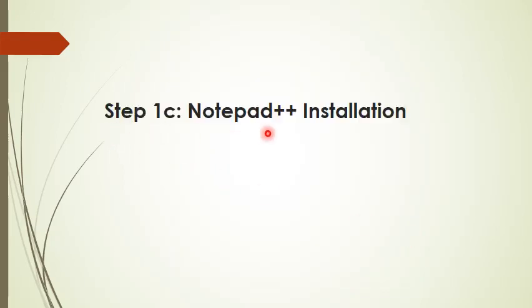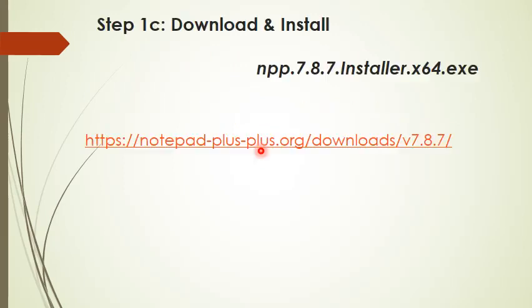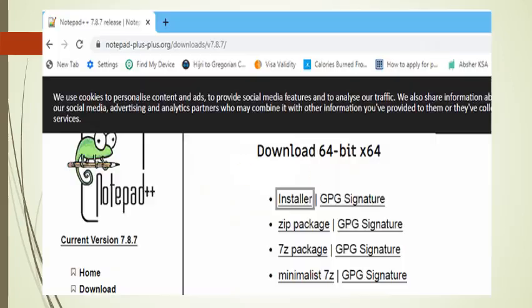Step 1c, Notepad++ installation. At this point we have installed Java and Hadoop successfully. Now we need to install Notepad++. Notepad++ is required for manipulating the configuration files or making certain changes in the Hadoop files. So download and install this Notepad++ file, again the .x64.exe from this website.